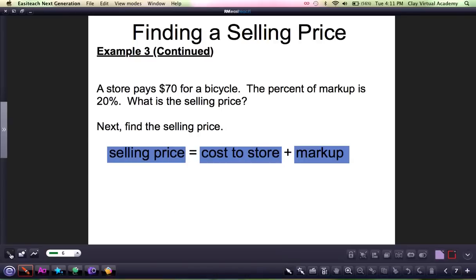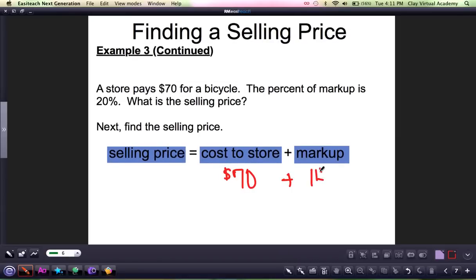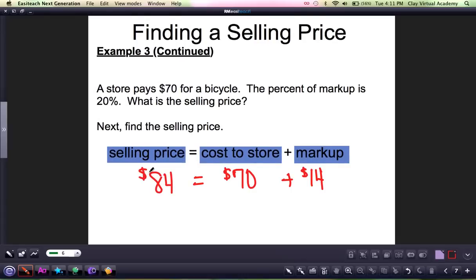So now we're going to take the cost of the store, which is $70. We know that. And we're going to add the markup, which I just said, but you worked it out with me, hopefully, is $14. And we're going to come up with our selling price. 70 plus 14, put it in your calculator if you need to, is going to come up to $84. So we know that our price is $84.